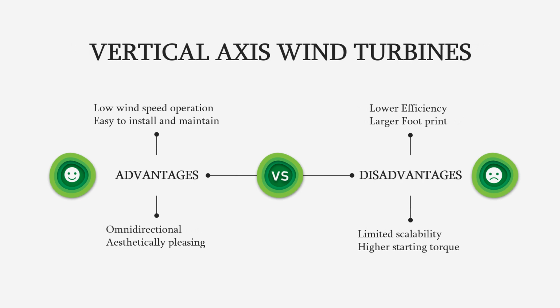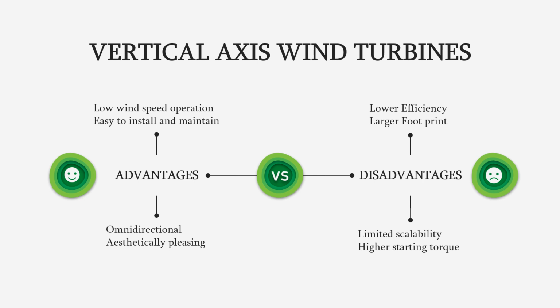So talking about the advantages and disadvantages of vertical axis wind turbine. Low wind speed operations. The vertical axis wind turbines are able to operate in lower wind speed than horizontal axis wind turbines, which makes them a good option for use in urban and suburban areas where wind speeds may be lower. They have a reduced impact on wildlife and they are easy to install and maintain. Vertical axis wind turbines are omnidirectional, meaning they can generate electricity from wind coming from any direction, and they are aesthetically pleasing.